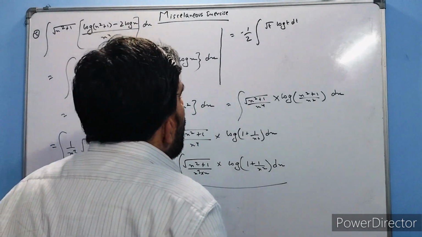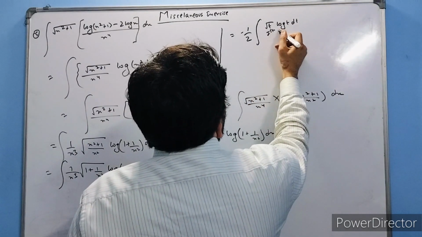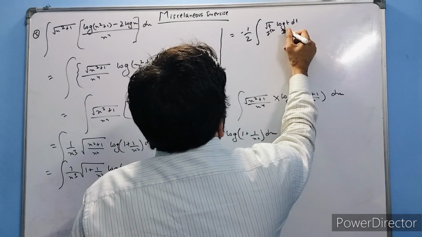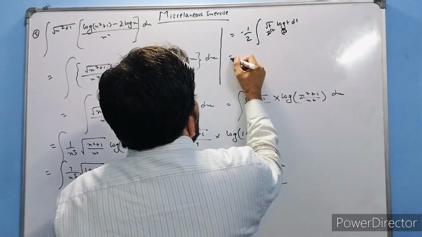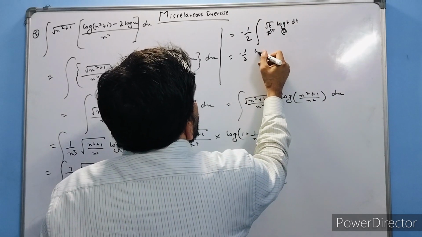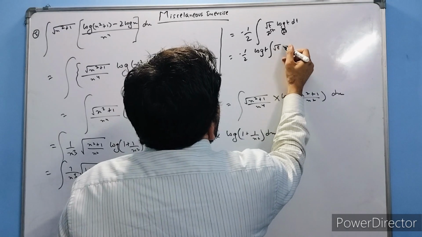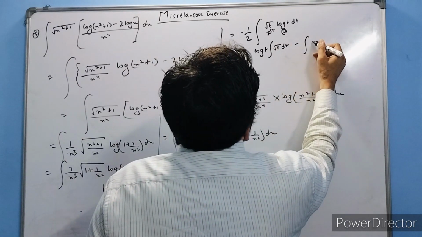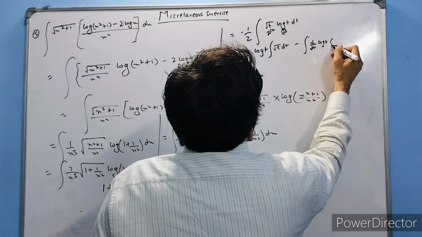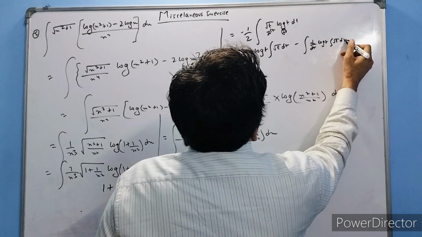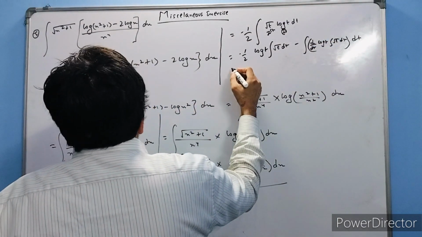Now what will we do? We have two things here. Okay, this is the first one, and this is the second function, and we'll try to solve it by parts. Okay, so what will happen? Minus half log t, integration of this will be integration of root t dt, minus differentiation of log t, that is d by dt of log t, integration of root t dt. We'll solve it.